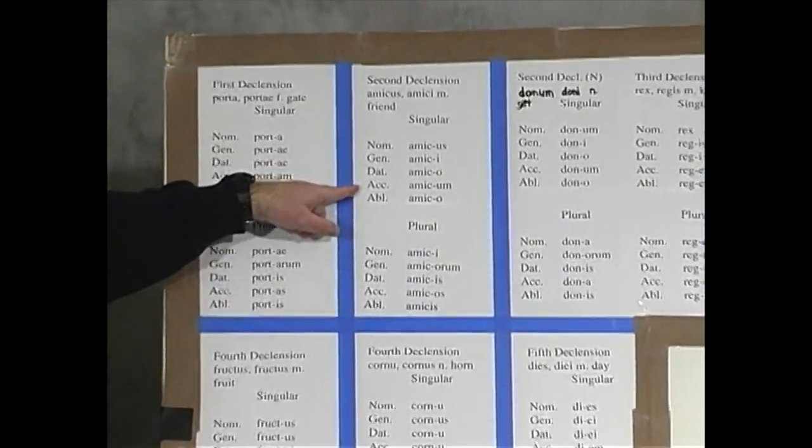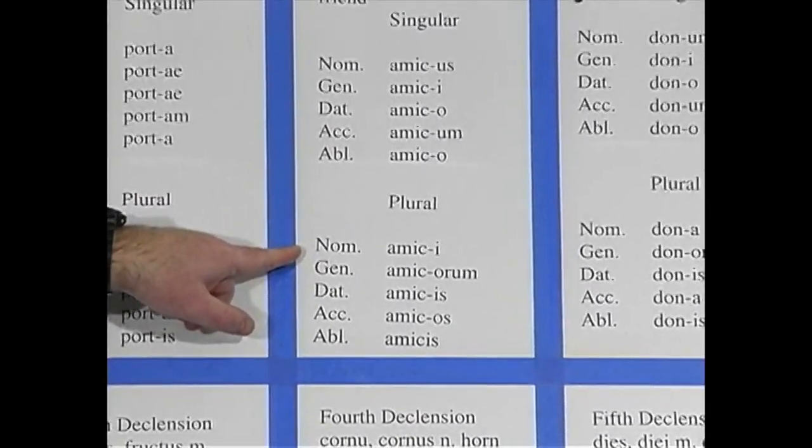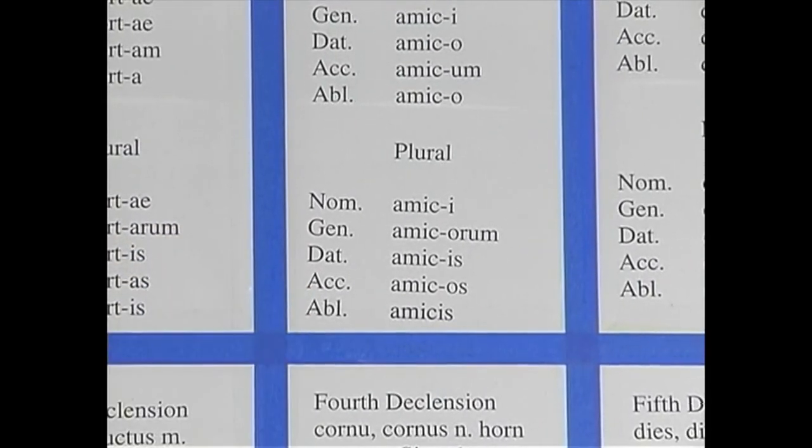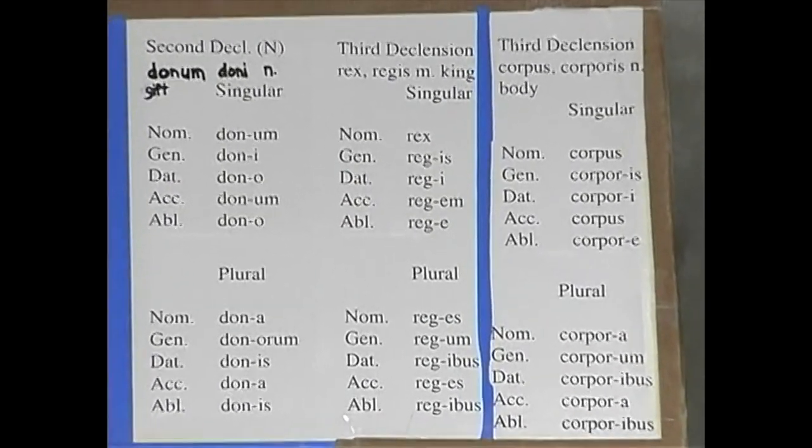The Ave Maria. We have the noun Dominus, Domini, masculine, Lord. Which declension is this? Second declension, just like amicus, amici, masculine. So Dominus, Domini, Domino, Dominum, Domino, Domini, Dominorum, Dominis, Dominos, Dominis. Mors, mortis, feminine, death. Which declension? Third declension, is in the genitive singular. It would be declined like rex, regis: is, i, em, e, es, ium, ibus, es, ibus.